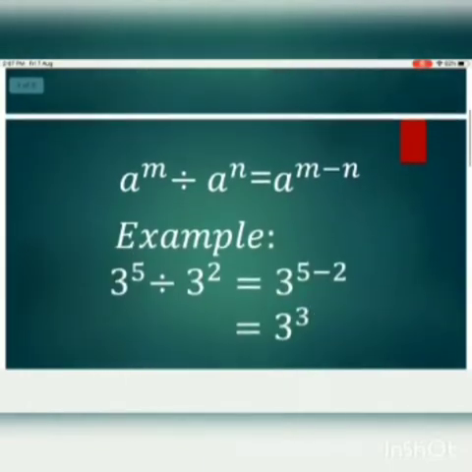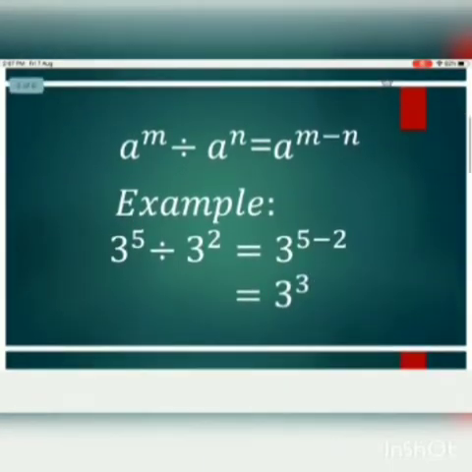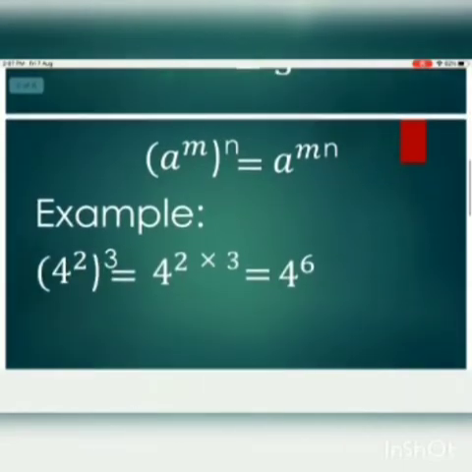Similarly, the next law. A power m divided by a power n is equal to a power m minus n. For division, the powers we have to subtract. Example, 3 power 5 divided by 3 power 2 is equal to 3 power 5 minus 2, which is equal to 3 power 3.